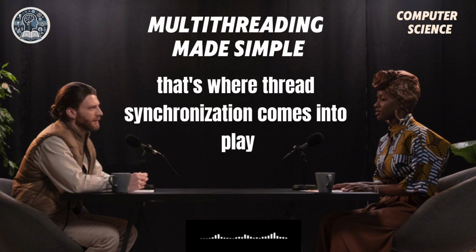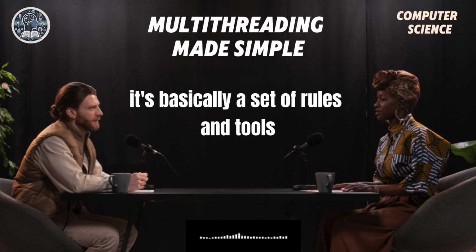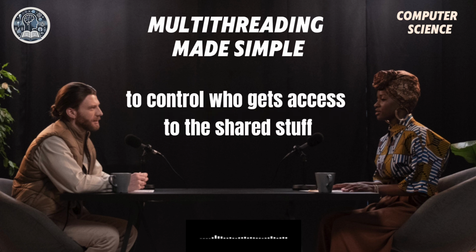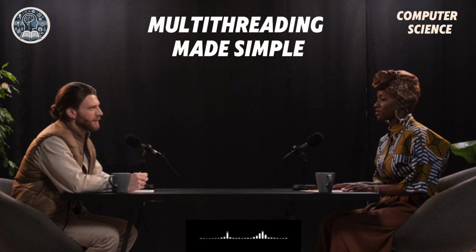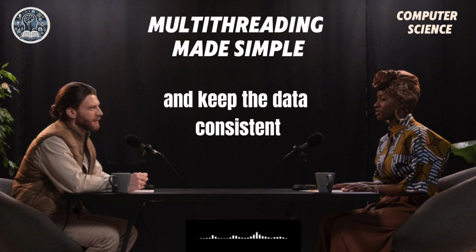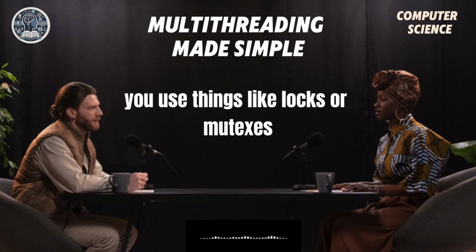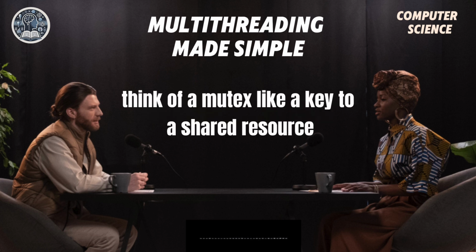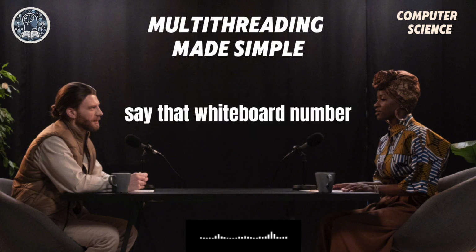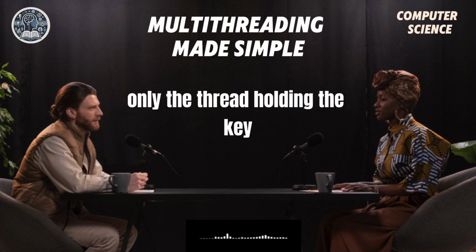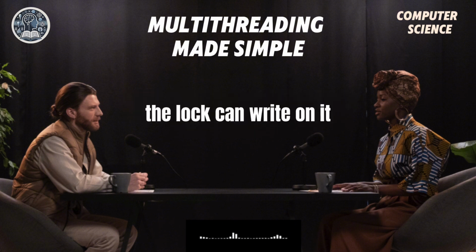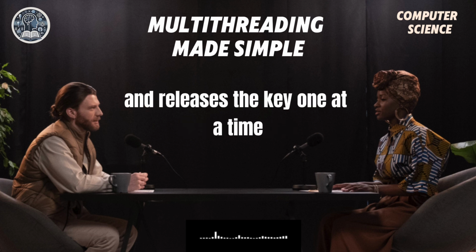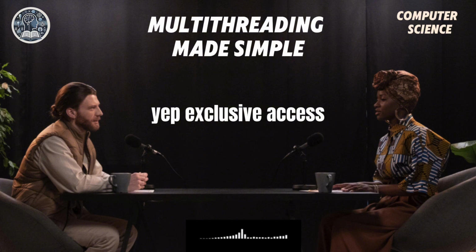That's where thread synchronization comes into play. It's basically a set of rules and tools to coordinate these threads. To control who gets access to the shared stuff and when? Precisely. To prevent those race conditions and keep the data consistent, you use things like locks or mutexes, mutual exclusion locks. Mutexes, okay, how do they work? Think of a mutex like a key to a shared resource, say, that whiteboard number. Only the thread holding the key, the lock, can write on it. Any other thread that wants access has to wait until the first thread is done and releases the key. One at a time. Yep, exclusive access.